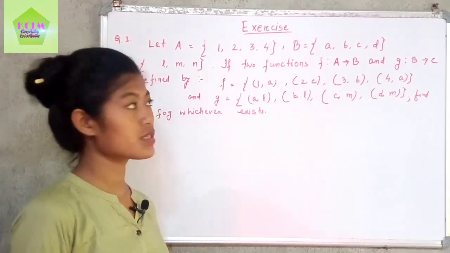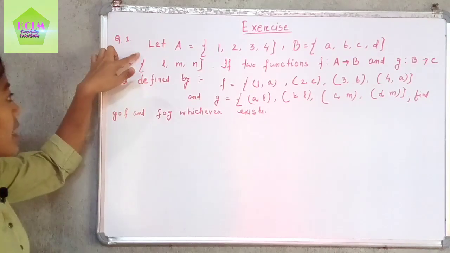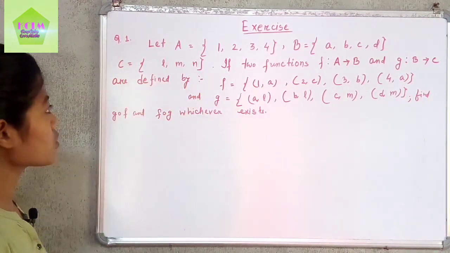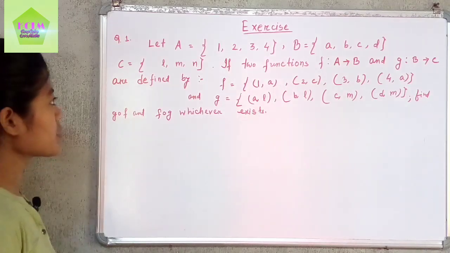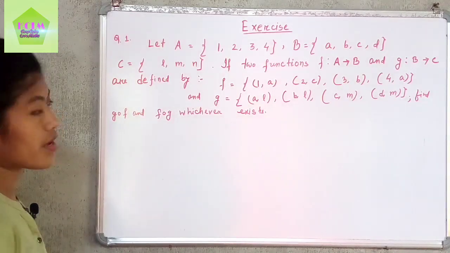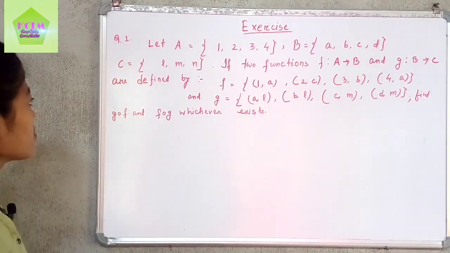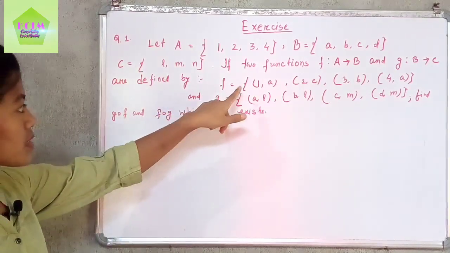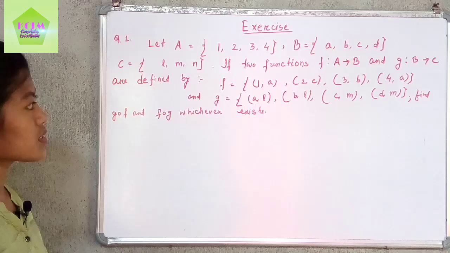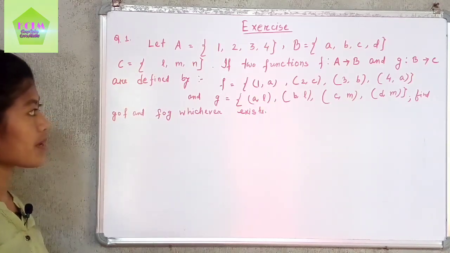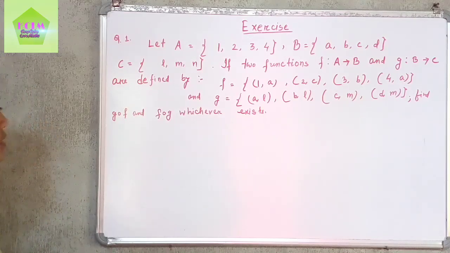So the first question is: let A, B, and C be three sets where A = {1, 2, 3, 4}, B = {a, b, c, d}, and C = {l, m, n}. If two functions f from A to B and g from B to C are defined by f = {(1,a), (2,c), (3,b), (4,a)} and g = {(a,l), (b,l), (c,m), (d,m)}, find g∘f and f∘g, whichever exists.